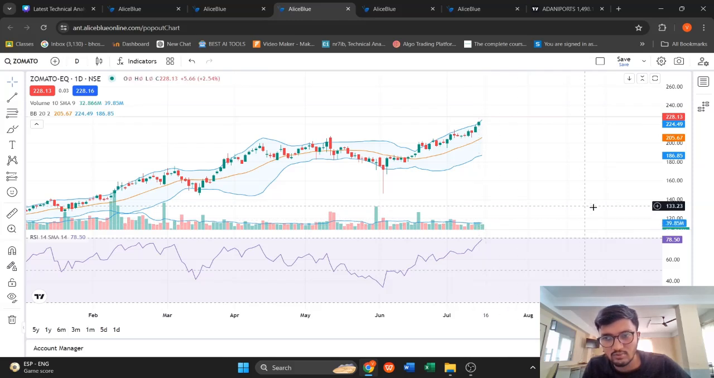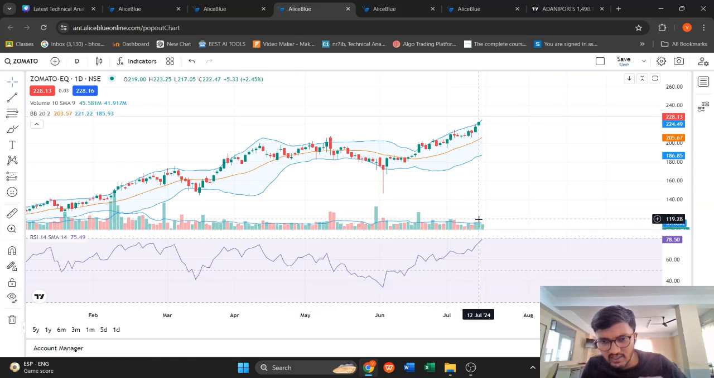The volumes are not supporting us. It is just at the average volume of the last 10 days. It is not above the average. And what we saw in that particular section is that we can get into some kind of trap if the volume is not supporting it. So this is an upward move, and the RSI is showing us that the stock can fall.